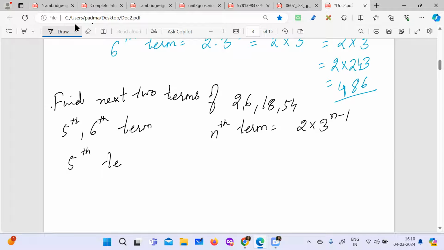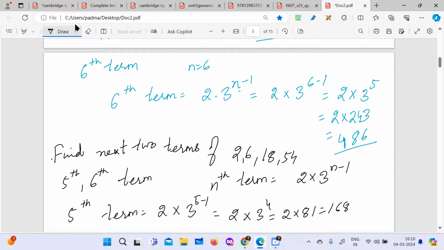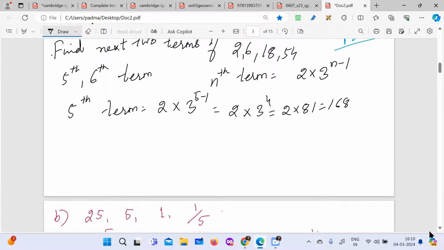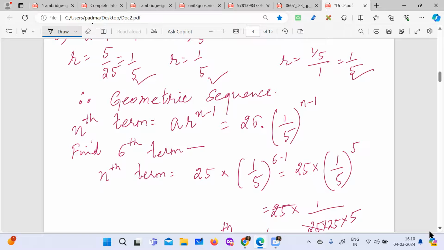The fifth term will be 2 times 3 to the power of 5 minus 1. That will give you 2 times 3 to the power of 4. That is 2 times 81, and that is 162. I think we have done the sixth term somewhere, we calculated it here already, as an example. So this is clear to you hopefully. Okay. Yes, miss.